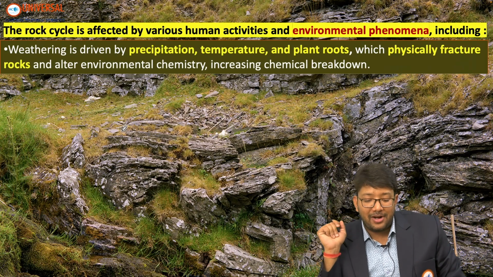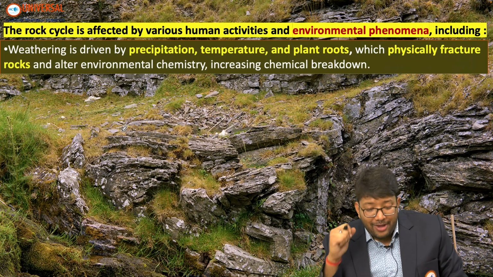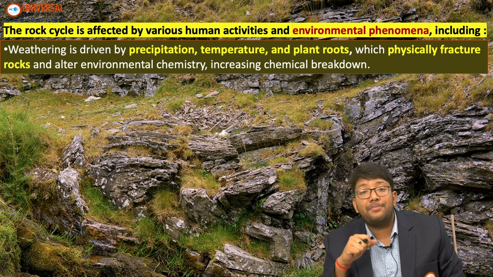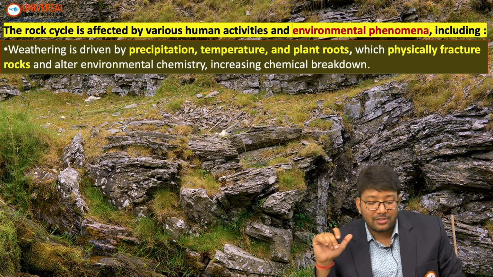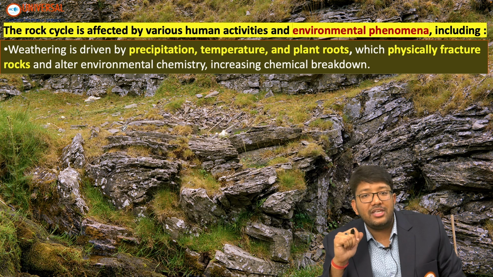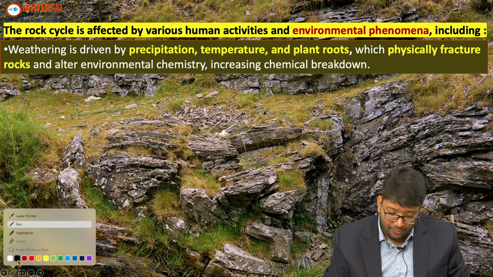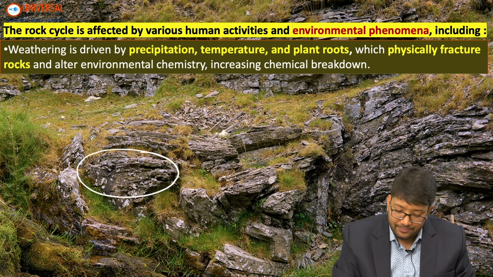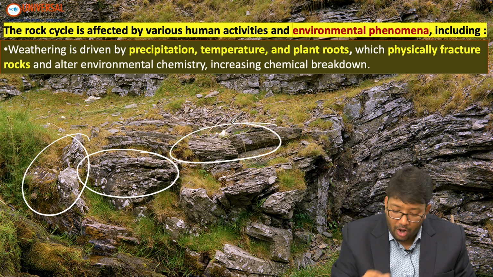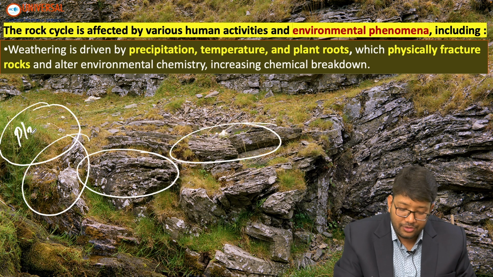Now the third example can be weathering. Weathering is driven by precipitation, temperature and plant roots, which physically fracture rocks, and other environmental chemistry, increasing chemical breakdown. Can you see the photo? Just check once what is going on. These are the rocks, but along with that we have the plants also.